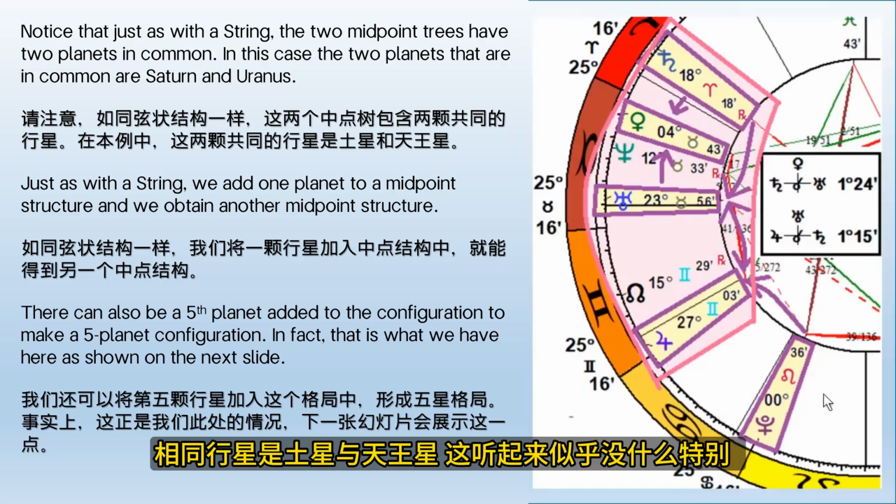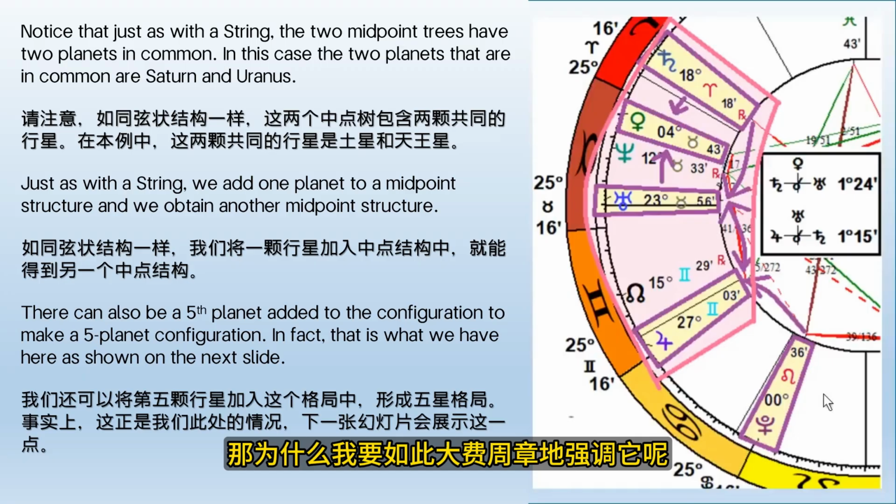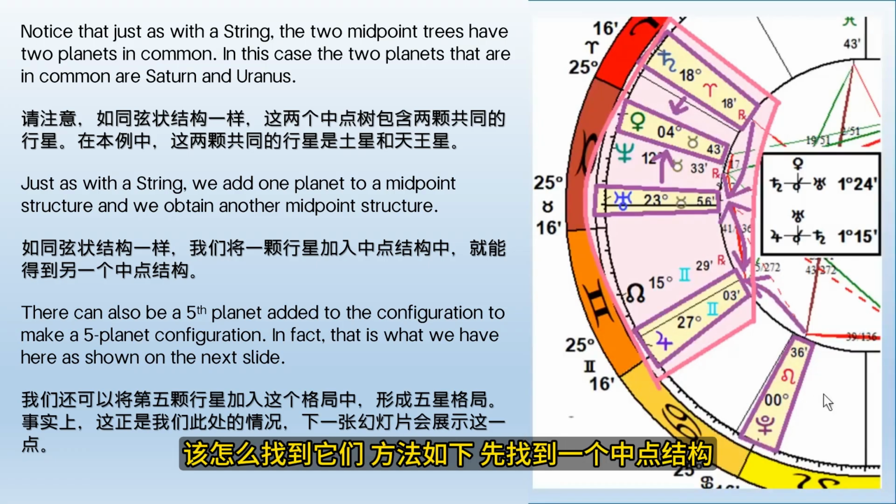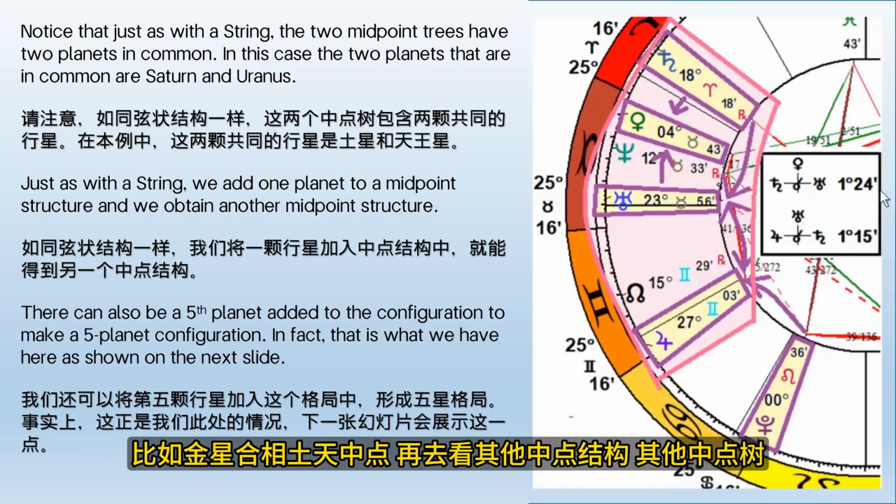Okay, now that in itself doesn't sound earth-shaking. Why am I making such a big deal about it? The reason I'm making such a big deal about it is because that is how you will find pyramids and strings in a birth chart. How are you going to find them? Here's how you find them. You look at a midpoint structure, Venus conjunct Saturn, Uranus midpoint.